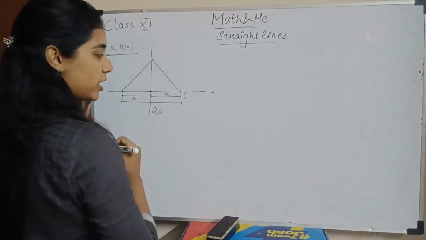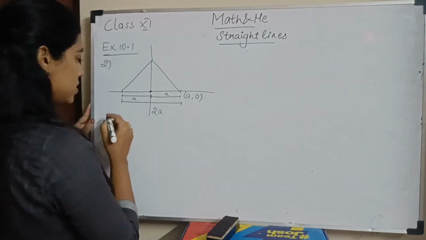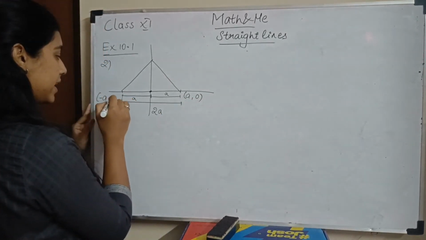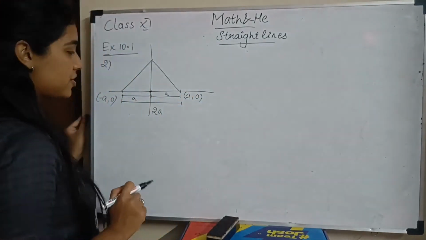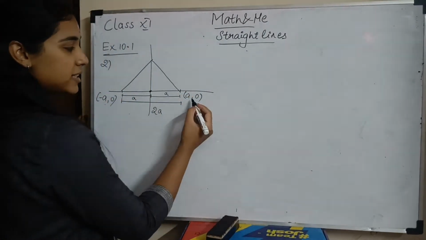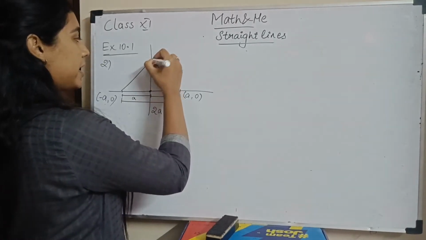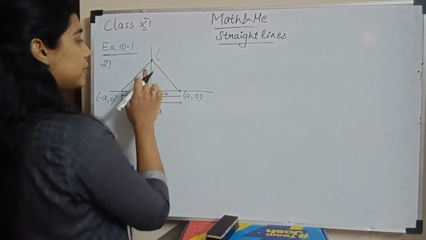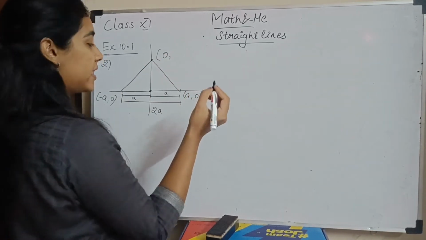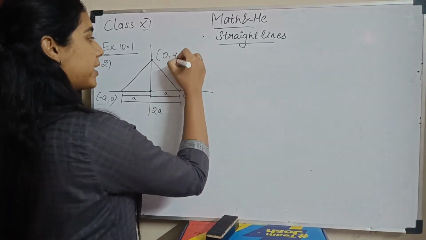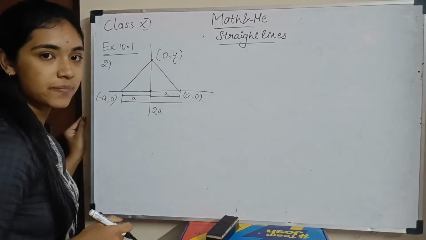So what are these coordinates? It is a, 0 and this will be minus a, 0. What are they asking for? Find the vertices of the triangle. So this is the first vertex, this is the second vertex. We need to find what this is. Here we know that the x coordinate is 0, but we need to know what the y coordinate is, right? So let me take it as y. We need to find what y is, okay?